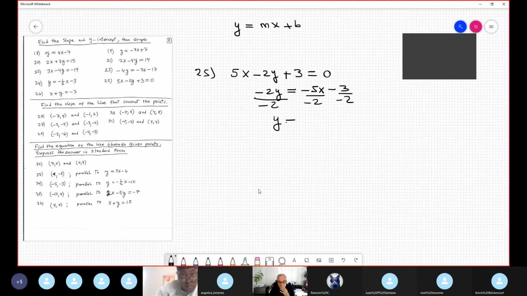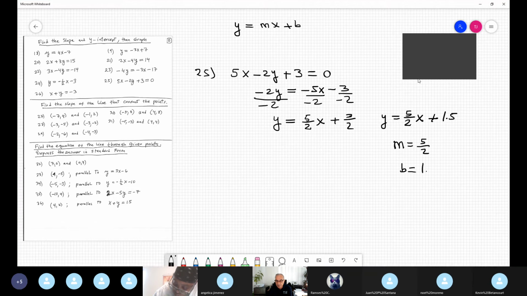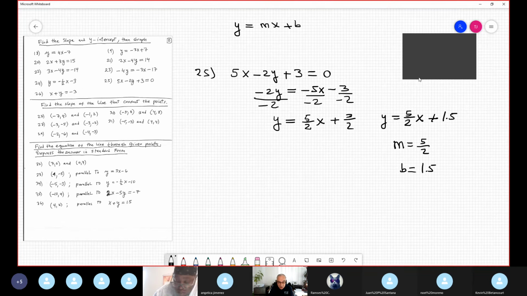So y alone is equal to, negative divided by negative is positive, 5 over 2. Leave it like that, like a fraction. Plus 3 halves. But 3 halves in decimal is 1.5. I put it in my calculator, no? So, she said she prefers to write it like that: 5 over 2 x plus 1.5. It is correct. So, m is 5 over 2 and b is 1.5. With this information, I am ready to make a graph.